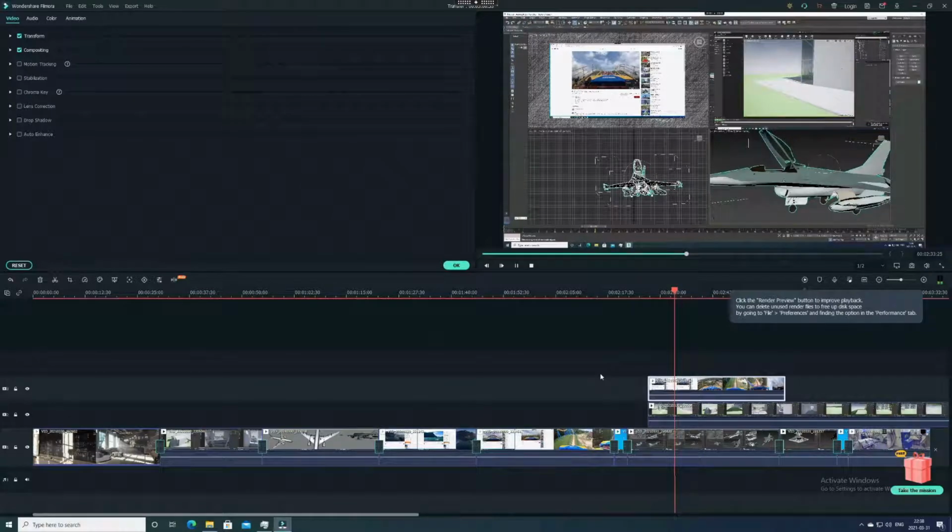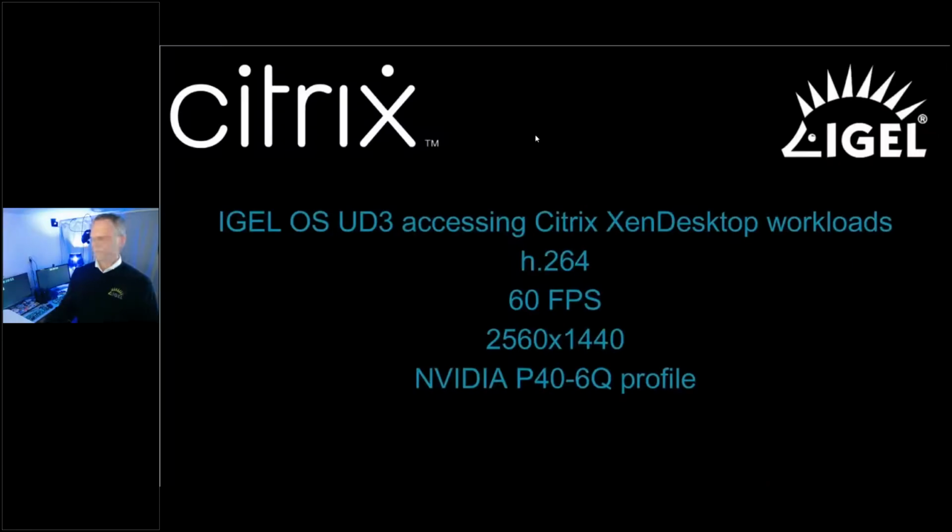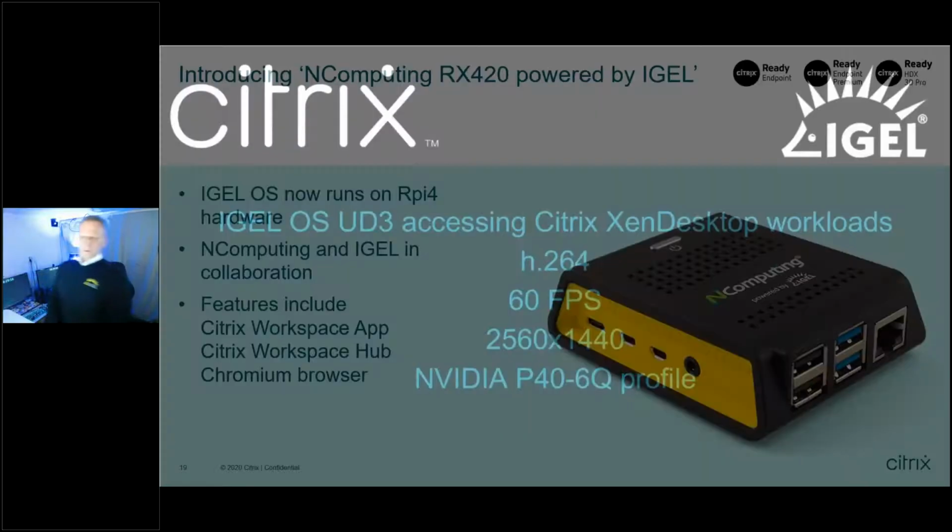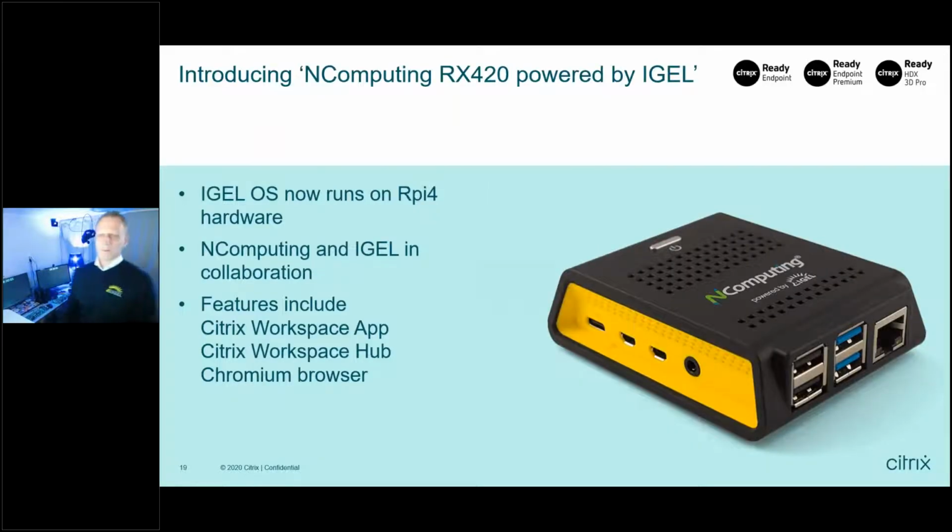So going back to my presentation again. The final piece will be to have a look at the N Computing RX 420 powered by IGEL. IGEL and N Computing have done a joint venture where N Computing is producing the hardware and IGEL is producing the software for this device. You buy the device from N Computing with IGEL OS pre-installed, and you license the device using an IGEL Workspace Edition license in a general manner.